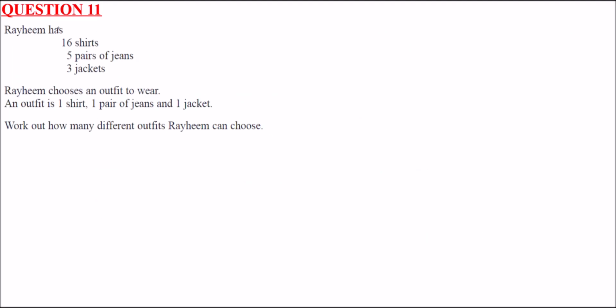Question 11. Raheem has 16 shirts, 5 pairs of jeans, 3 jackets. He chooses an outfit to wear. An outfit is 1 shirt, 1 pair of jeans and a jacket. Work out how many different outfits Raheem can choose.